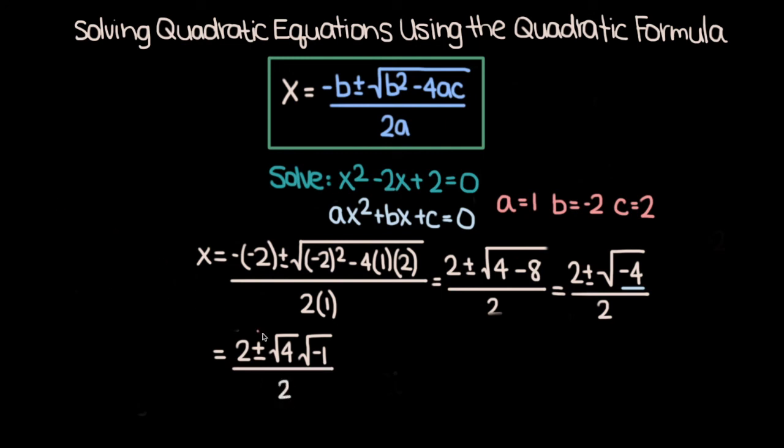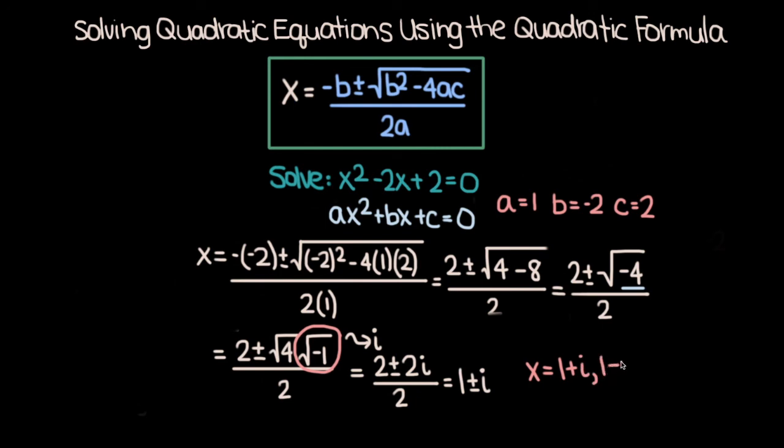And at this point, you might be wondering, well, what is the square root of negative 1? Well, in math, we call this quantity the square root of negative 1, i. So what we have is 2 plus or minus the square root of 4, which is 2, times i, divided by 2. And now we can factor out a 2 from the numerator and the denominator and cancel. So what we end up with as our solutions are 1 plus or minus i, both of which are complex numbers. So the solutions to this quadratic equation are x is equal to 1 plus i and x is equal to 1 minus i.